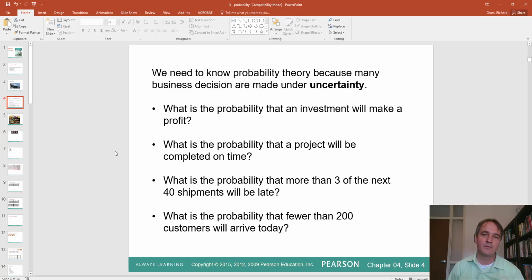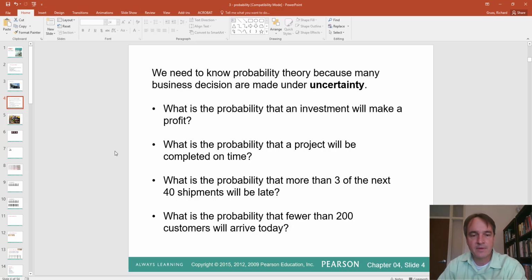And so if they say, well, the average for a night like this would be 200 customers, can you put a probability that more than 250 will show up, for example? Okay, so probability is an important thing to understand, and the better we can use it, the better our decisions will be.